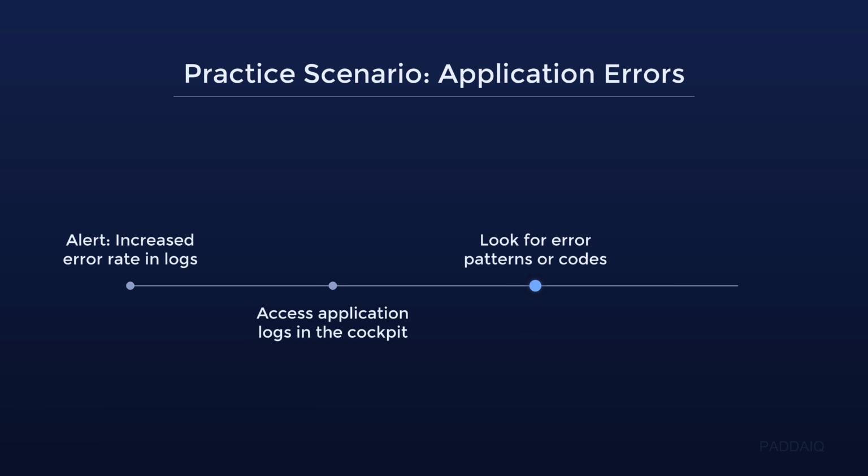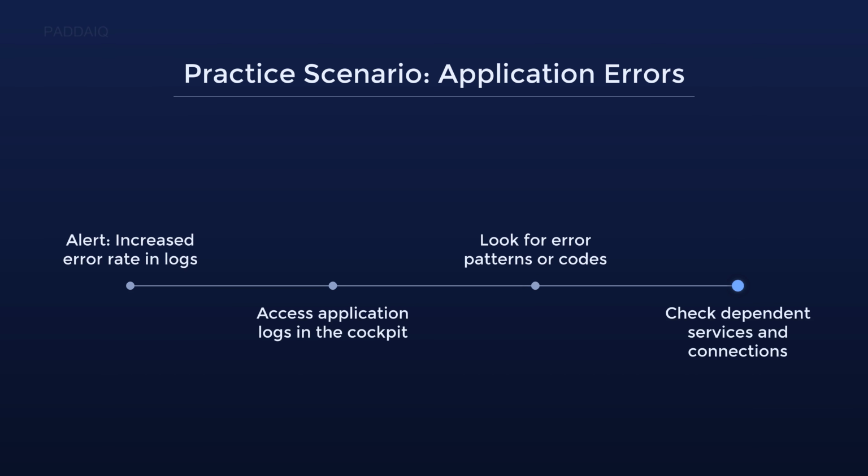Look for error patterns or codes. This means systematically reviewing error logs to identify recurring issues or specific error identifiers. For example, if your application frequently logs a 404 not found error, it indicates a recurring issue with missing resources or incorrect URLs. Consistently applying this approach helps quickly diagnose and resolve application problems.